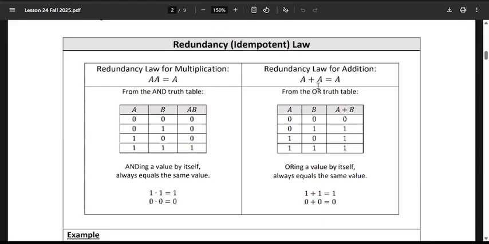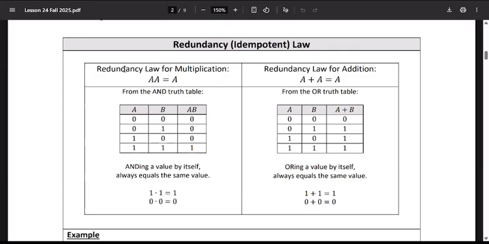A plus A equal to A. That is a redundancy law for addition. So if you're using a truth table, we have the possibilities: A can be 0, 0; we can have 0, 1; we can have 1, 0; we can have 1, 1.